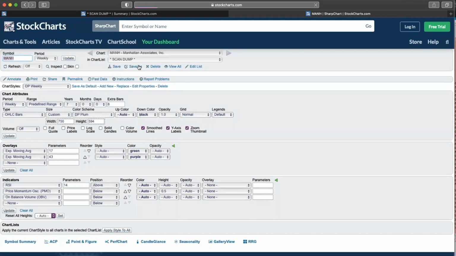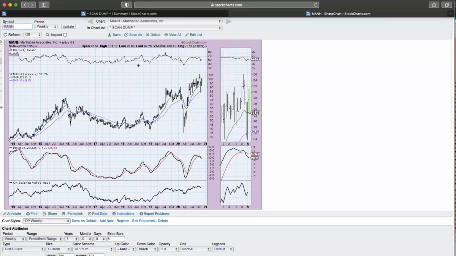What's the weekly look like? Pretty ugly. I do remember this one, pretty ugly. Again, PMO sell signal here. And then you do have the OBV. You can see volume is falling very quickly.